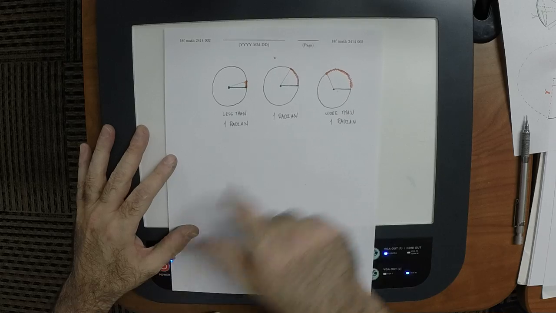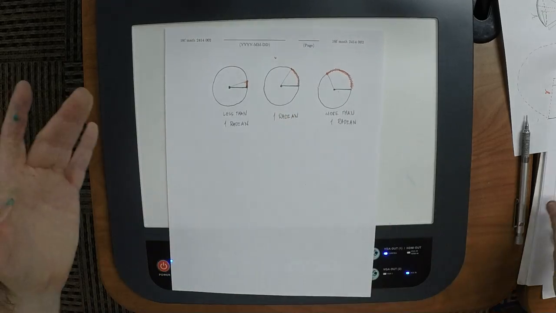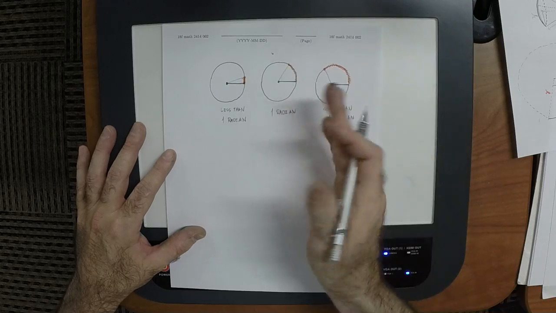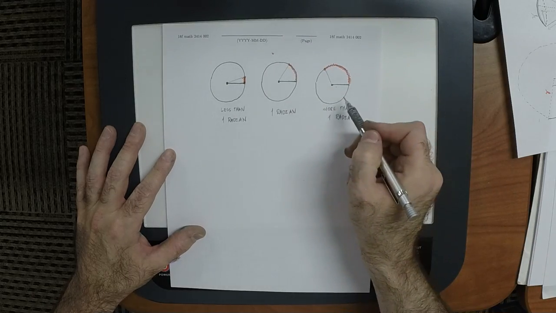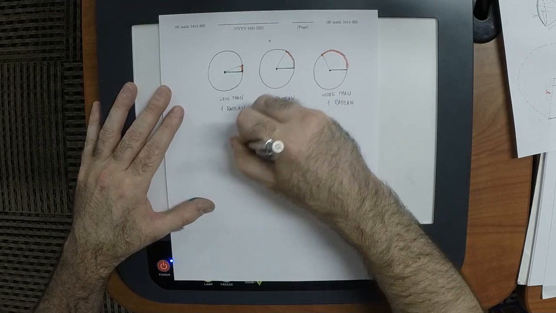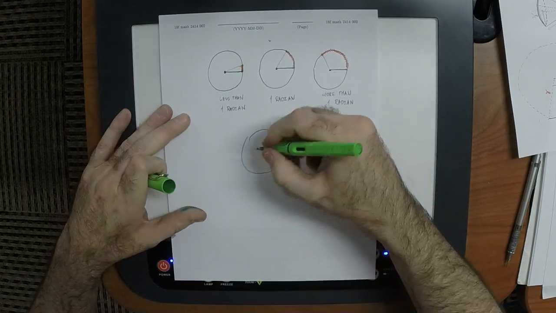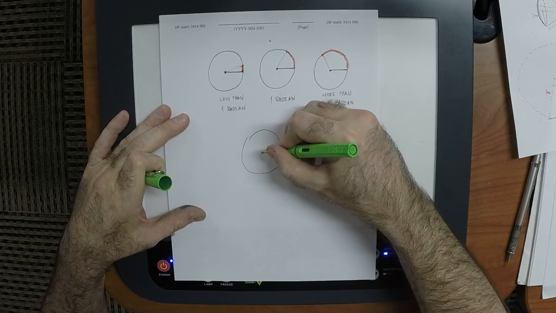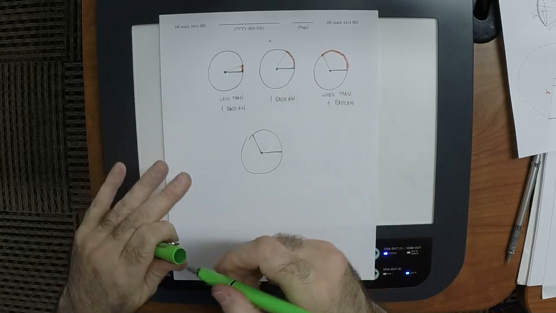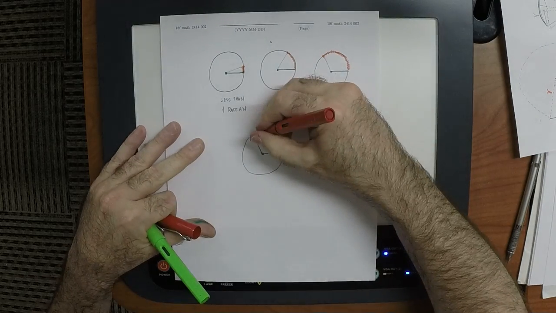Just less. 1 radian. Now the reason why this is important is because, well, suppose we want the area. Suppose we want the area of, say, this sector right here, this piece of the circle.